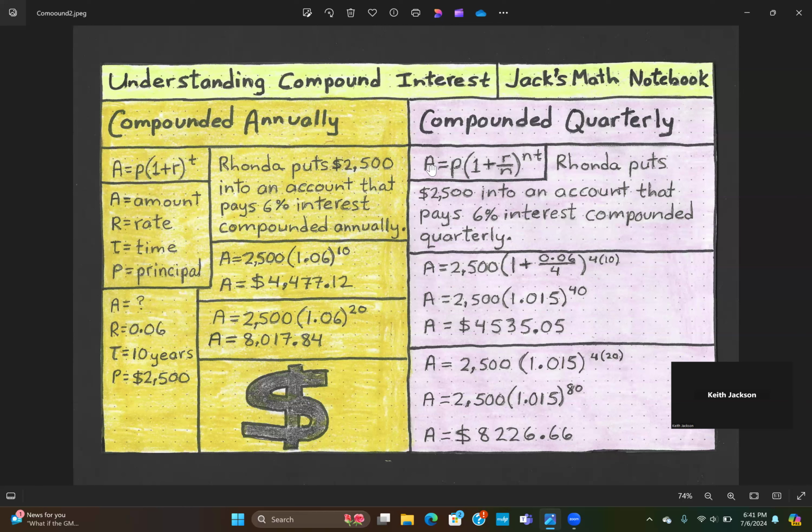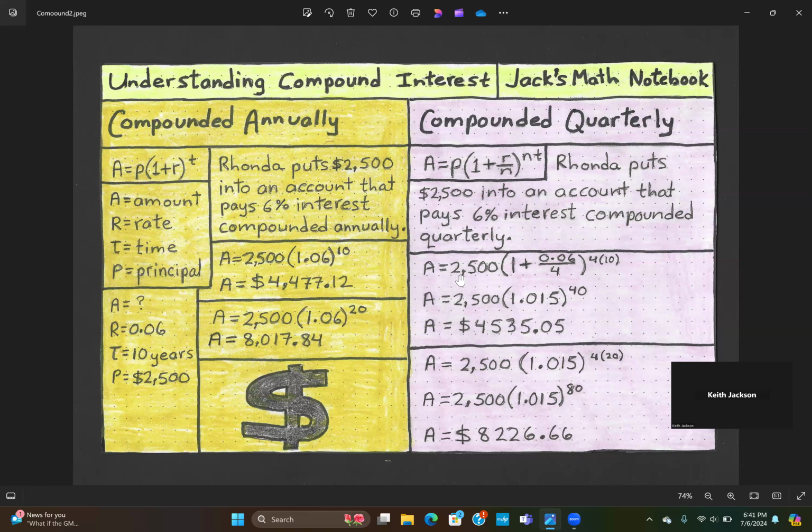Remember our formula from last time: A is equal to P times the quantity of 1 plus R divided by the number of times compounded, raised to that number of times multiplied by T. Rhonda puts $2,500 into an account that pays 6% interest compounded quarterly, and quarterly means 4 times. We're just going to rewrite it like this.